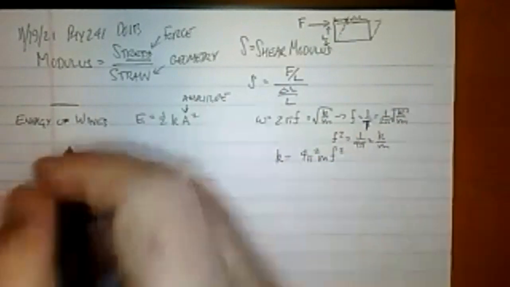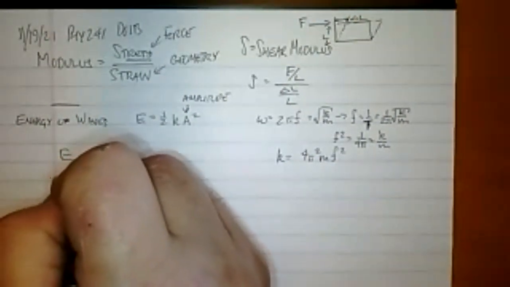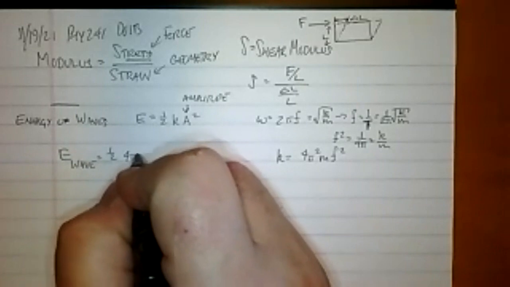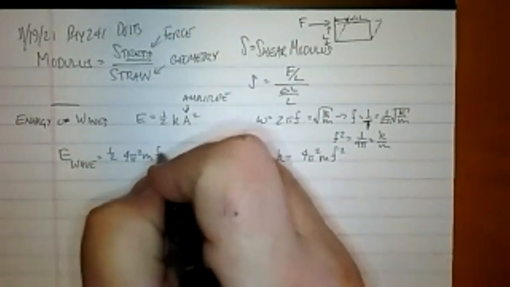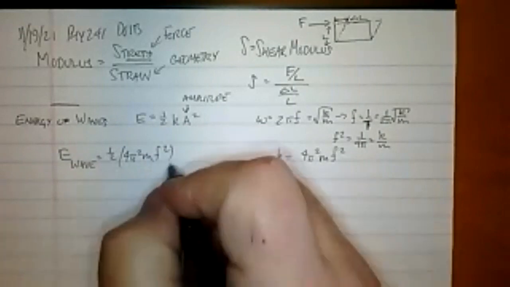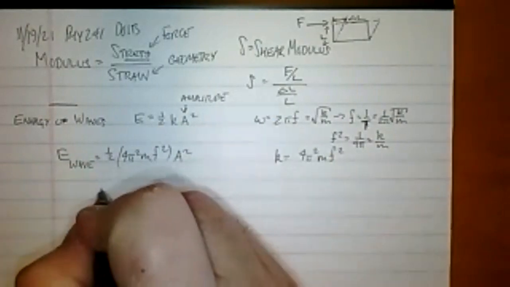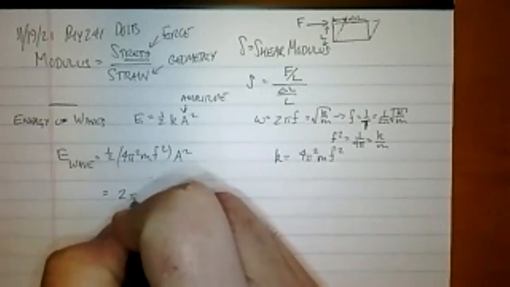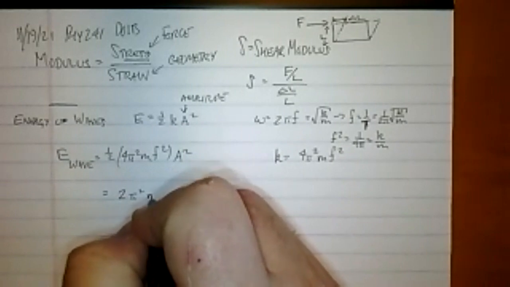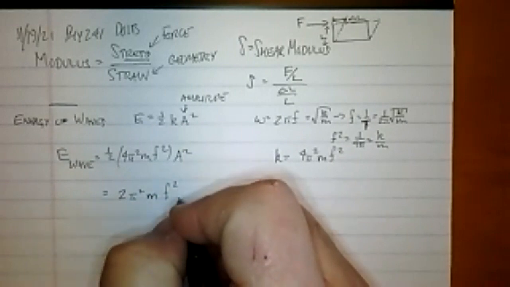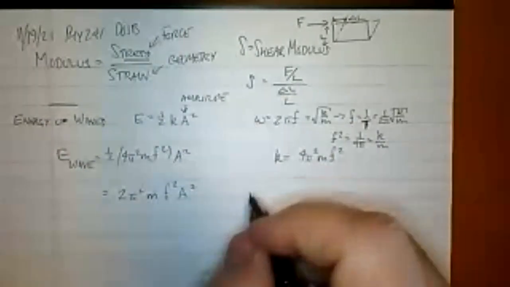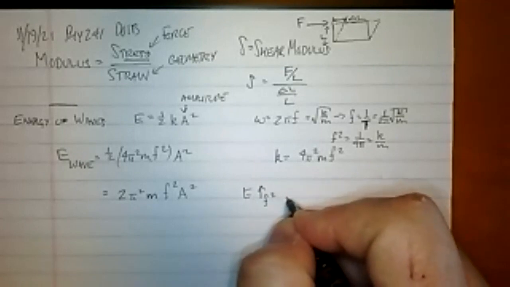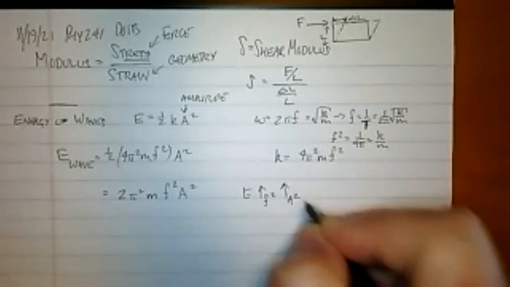So now I can take this and say the energy of a wave is equal to 1/2 times 4 pi squared m f squared, that's the k, times a squared. So we can actually get that the energy of the wave is equal to 2 pi squared m f squared a squared. So you see the energy of the wave is directly proportional to f, the frequency squared, and it's also directly proportional to a squared.